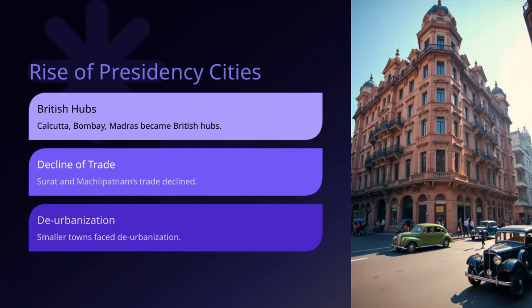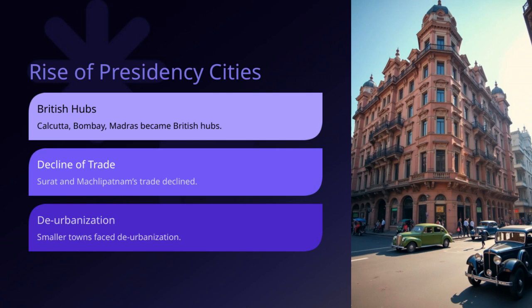Now, let's look at how smaller towns faced deurbanization during this period. As the focus shifted towards larger cities, many smaller towns saw their populations and trade decline. For example, Surat and Machilipatnam, which were once thriving trade centers, experienced significant setbacks. This decline in their trade activities reflected the broader trend of urban shift happening at that time.